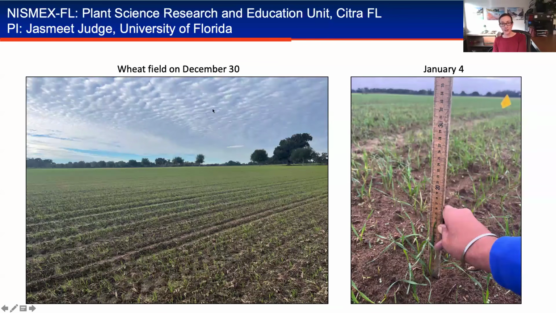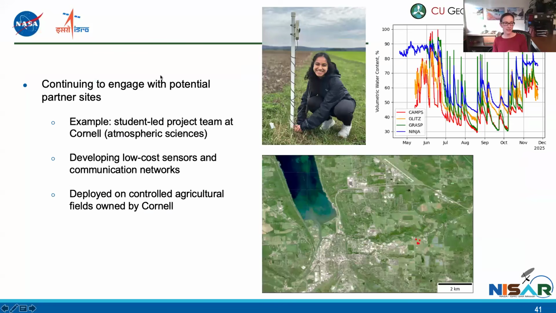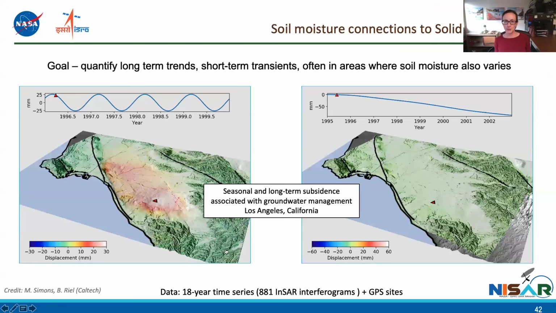There's lots of other partners. Cornell has a student-led group that's been trying to develop their own instruments, mostly for atmospheric science applications, but they are also going to be sharing their data with us to make this available. So here's Ithaca, Cornell's right here, and they have a few sites way out here in some agricultural fields that are owned by Cornell.